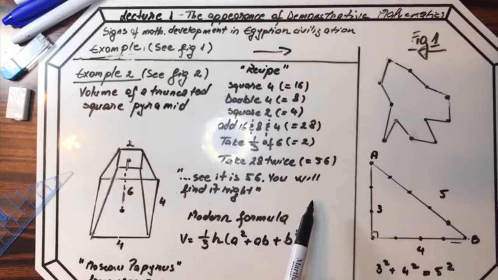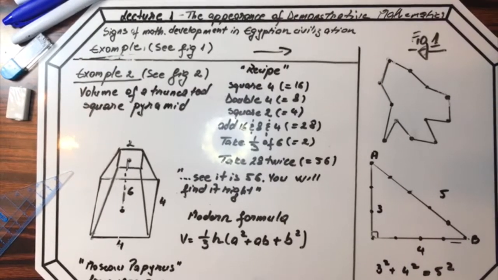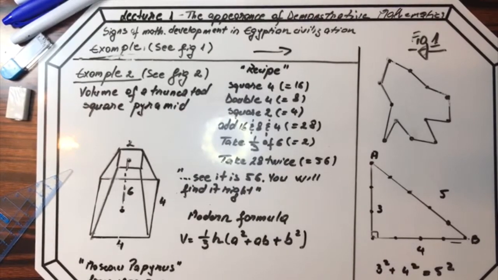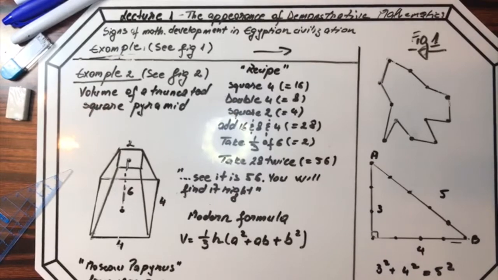You'll find it right. This is actually taken from the so-called Moscow papyrus from 1850 BC. It has actually nothing to do with Moscow per se. It is an ancient papyrus owned by the Egyptologist Vladimir Golenishchev, and it was purchased around 1892 or 1893.